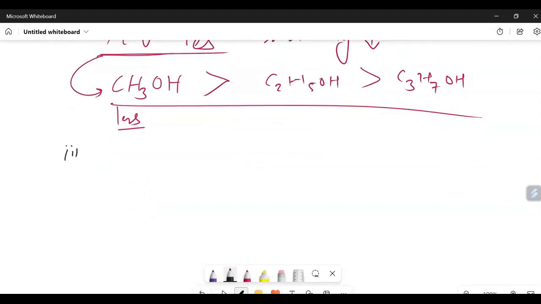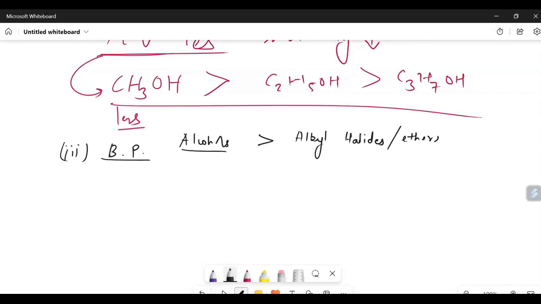The third point in the physical properties we are going to discuss is boiling points. The boiling points of alcohols are greater than corresponding alkyl halides or ethers, because of the presence of intermolecular hydrogen bonding. The bonding makes the molecules attached together, and because of that, the alcohol's boiling point is greater than corresponding ethers or alkyl halides.